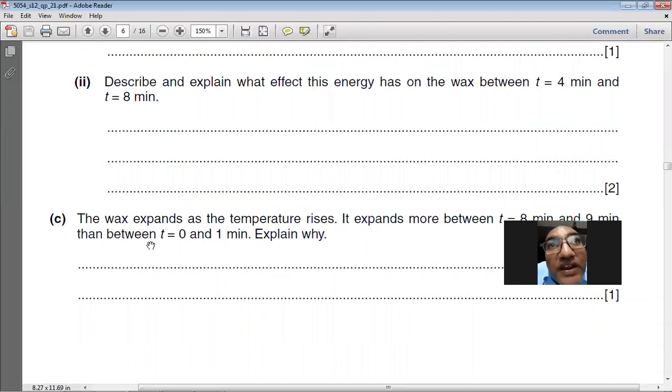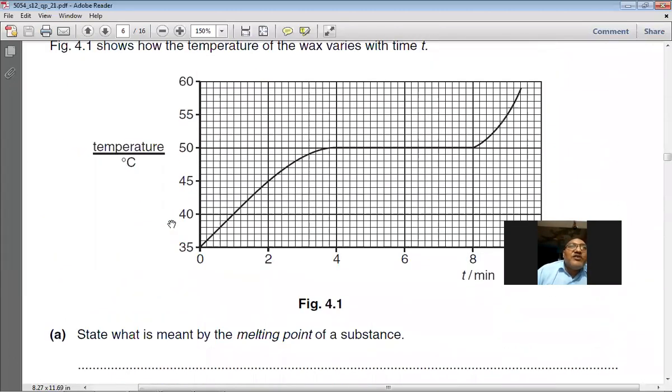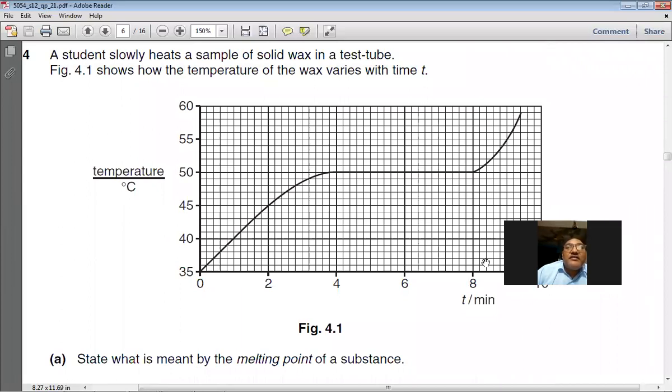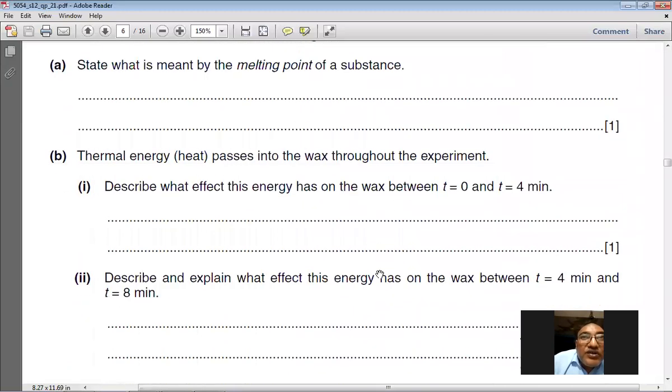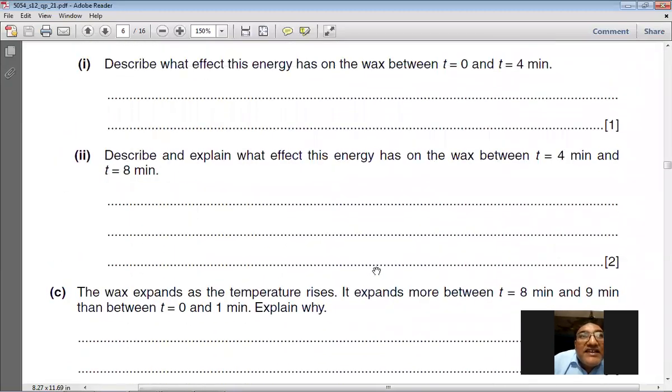Describe and explain what effect this energy has on the wax between T4 minute and T8 minute. So we'll go back to that diagram. You see, from T4 to T8, the melting process is taking place. You see the temperature remains constant from 4 to 8 minutes. So what is happening here? The wax is basically melting. So the energy which you are providing is not used to increase the average kinetic energy of the molecules of the wax. The temperature remains constant during this process.